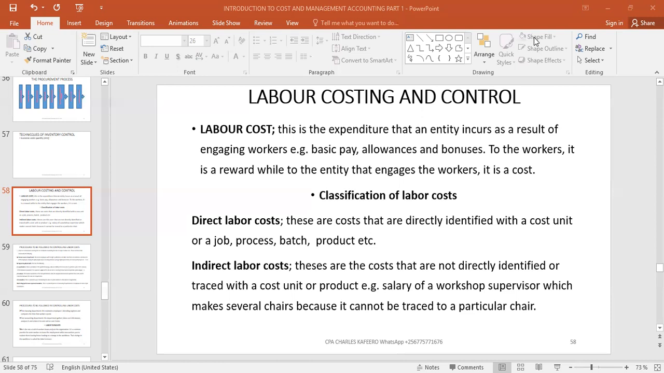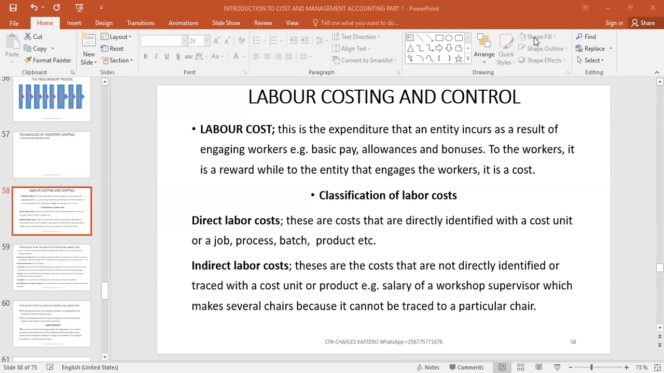And these may include the basic pay, allowances, and bonuses. But they don't stop there, because there are other non-cash items we give to employees, as in bonuses and overtime allowances or premiums.